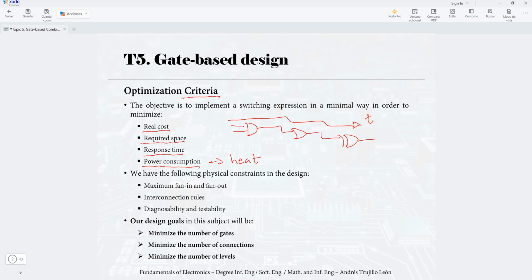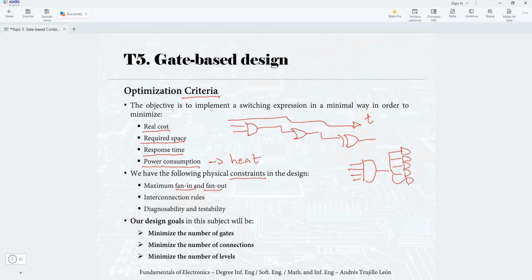We are going to have several constraints in the design that we have to consider. The maximum fan in and fan out. Remember, the fan in is the maximum number of inputs that we have in a logic gate, and the fan out, the maximum number of outputs that we can connect to the logic gate. So this is a limitation.